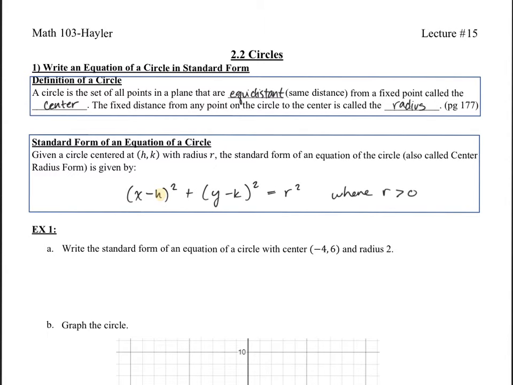So, things to point out here. Here is our h and our k. Those are this point here. And then our radius. Now be careful. This is the radius squared, not just r. So notice that there's a 2 there.